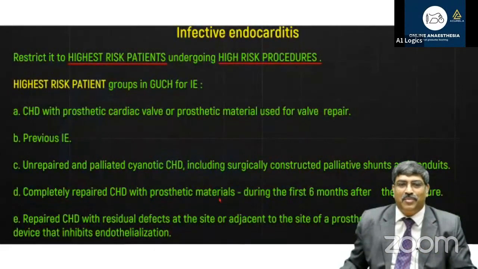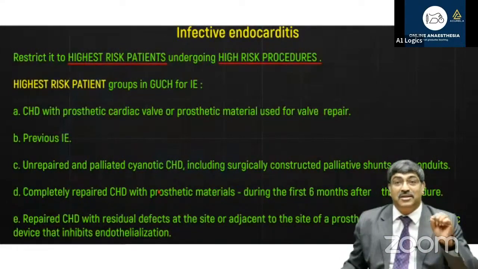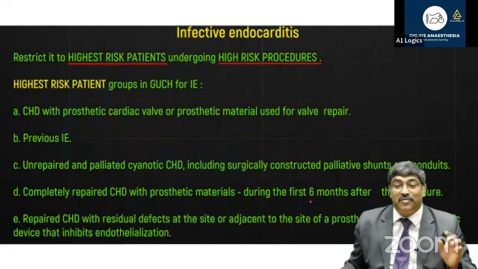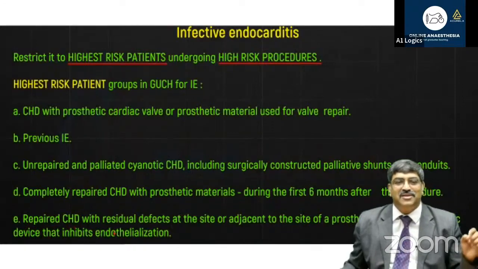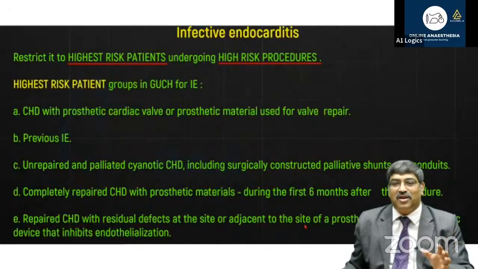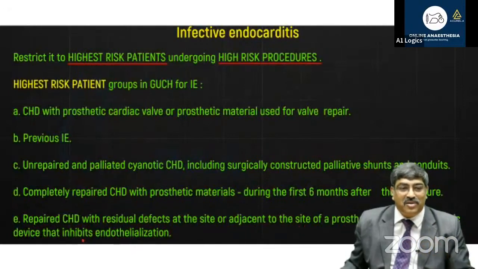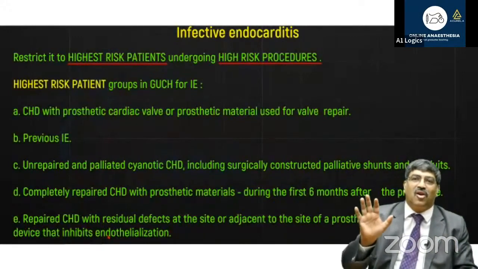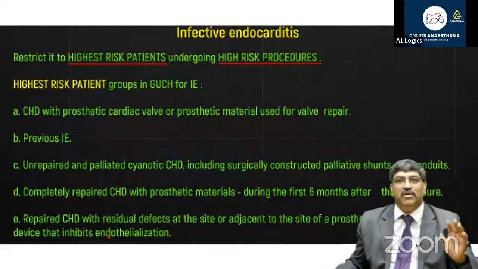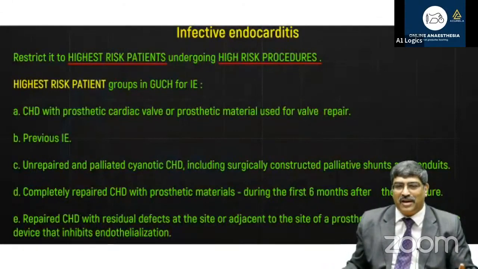Completely repaired, but prosthetic material is used, and in this case you have to give it for at least the first 6 months after the procedure. Repaired congenital heart disease with a residual defect at the site or adjacent to the site of a prosthetic patch or a prosthetic device that inhibits endothelialization. These are all the highest risk where you give infective endocarditis prophylaxis.